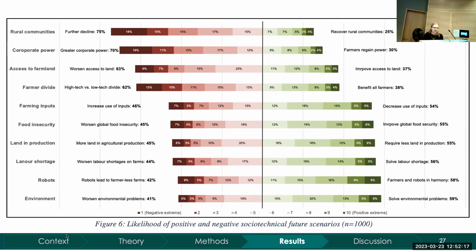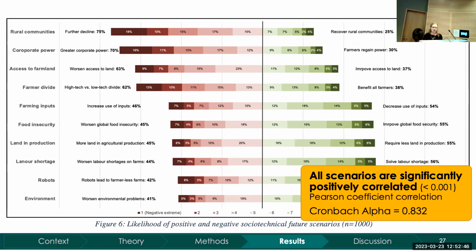But we've got 4 really interesting ones that a majority of people view as most likely to be negative. And those are contributing to the further decline of rural communities, resulting in greater power accumulated by corporations at the expense of farmers, access to land being harder to acquire, and it creating a greater divide between high-tech and low-tech farms, where only 38% of respondents thought that these technologies were likely to benefit all farmers.